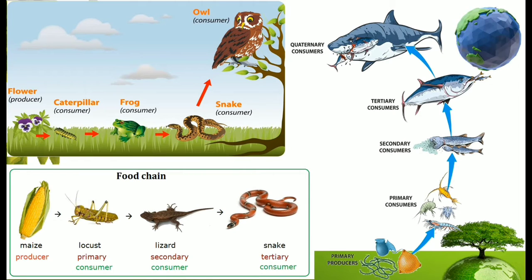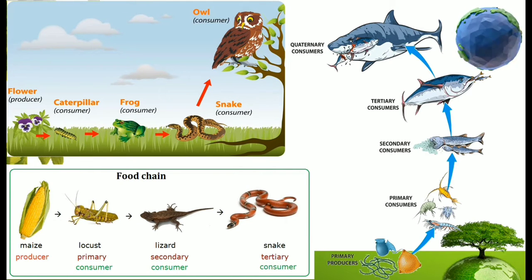The next food chain is maize, that is the producer. It's eaten up by a grasshopper or a locust. Now this is a primary consumer. Then it is eaten up by another organism, that is a lizard. That is a secondary consumer, and this lizard is eaten up by a snake, that is the tertiary consumer.